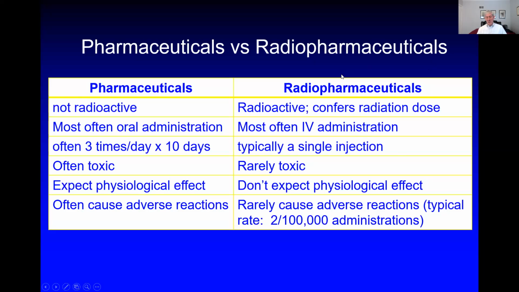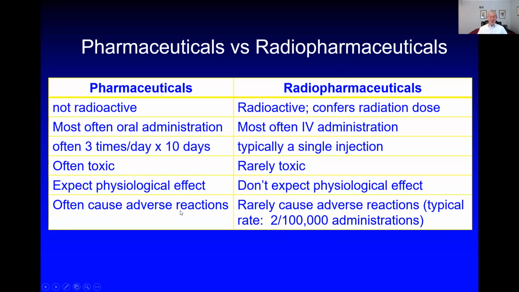Take a look at the bottom right sentence. The adverse reaction rate for drugs used and approved by the FDA averages around 2 per 100,000 administrations. That's an incredibly good safety record. One or two in 100,000 administrations.